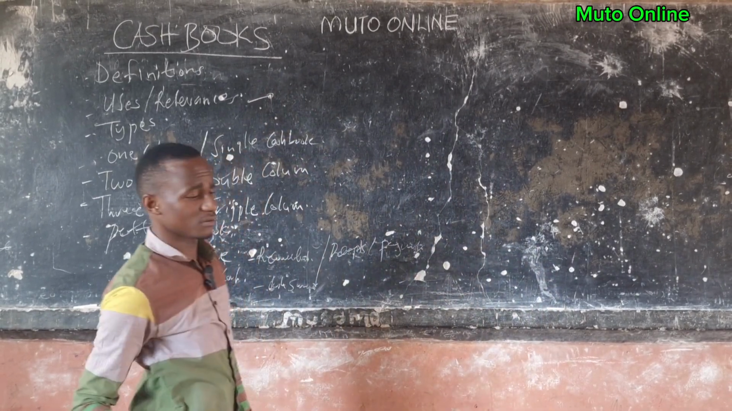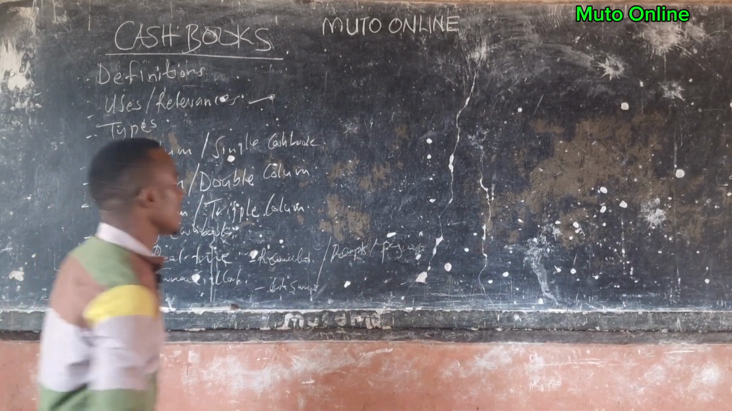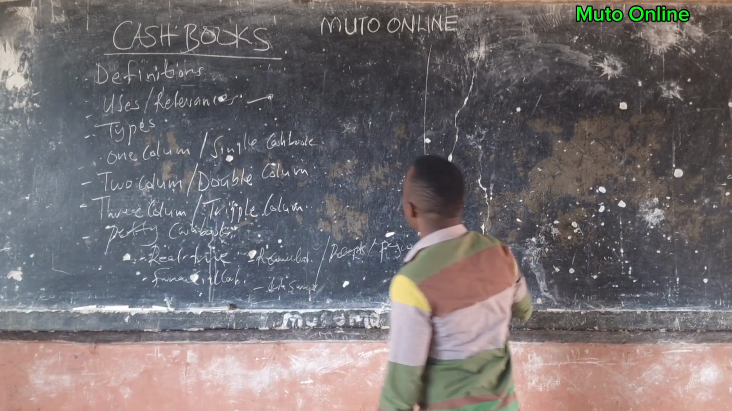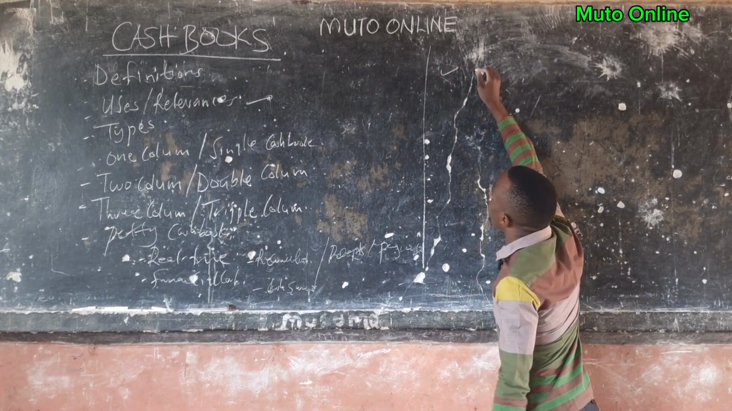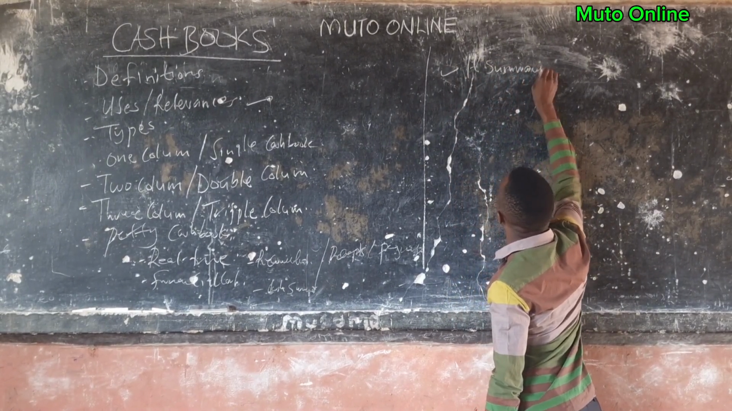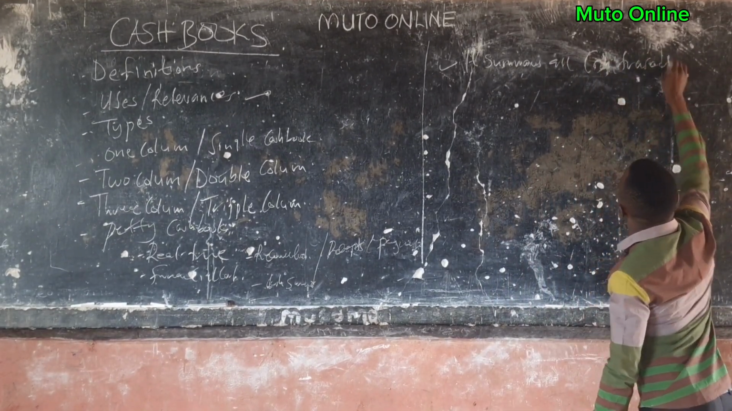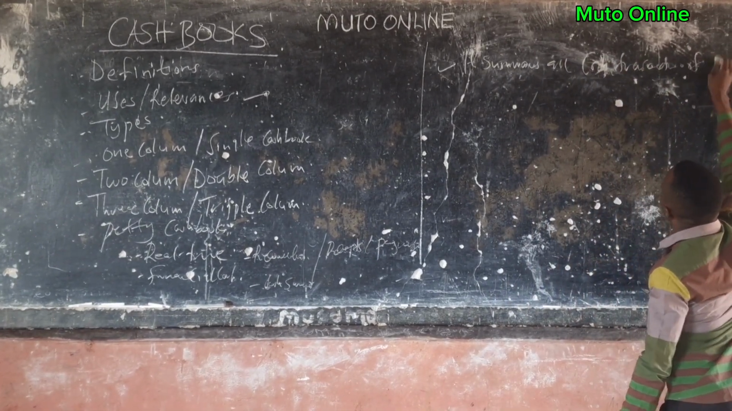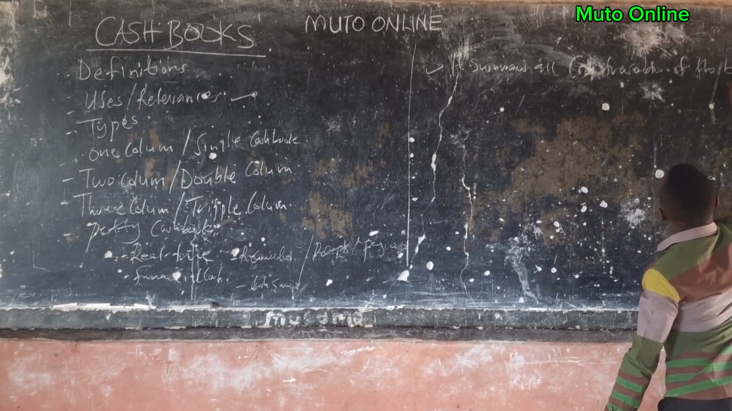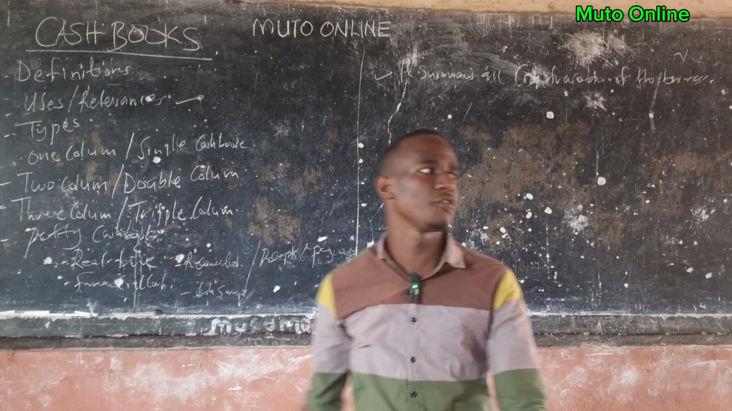So, in simple details, we are going to look at the uses of a cash book. First and foremost, a cash book summarizes all cash transactions of the business.